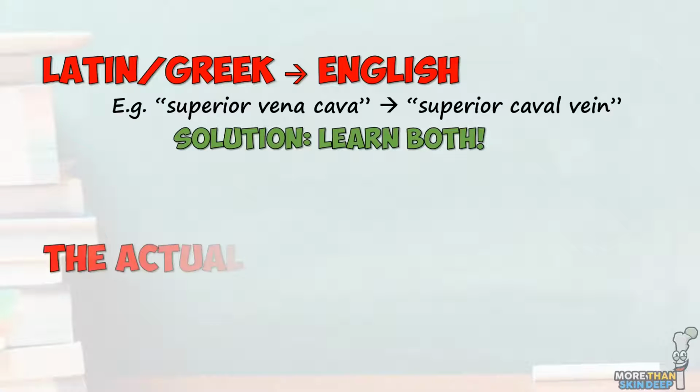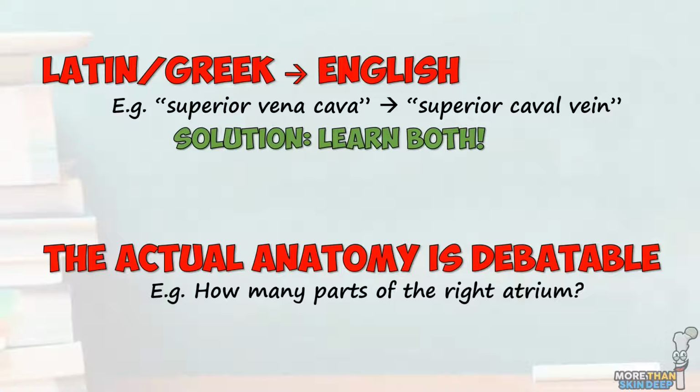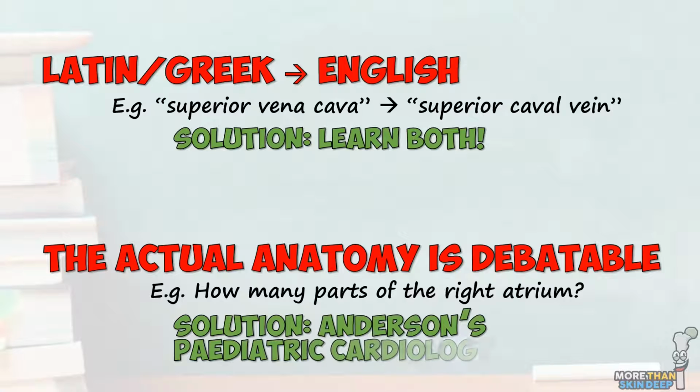Secondly, the actual ways to define certain parts of the internal heart are also in debate. For example, how many parts of the right atrium are there? Most of the time I'd just split the difference and go with the general consensus, but with the heart I think it's important to pick a side. For this reason, when there's disagreement in the literature, I've defaulted to the descriptions used in the 4th edition of Anderson's Pediatric Cardiology, as this is the text that's used at my institution and is generally considered one of the more modern sources based on currently emerging data.